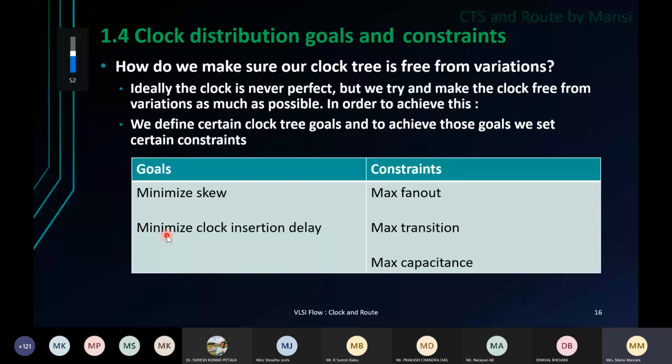Correct. Let's say now that from the clock source, my PLL is outside of the design, and the source latency which I talked about, right? The source latency was from the PLL to the clock port of the design. Even that insertion delay is important. Can you think about it? Why?